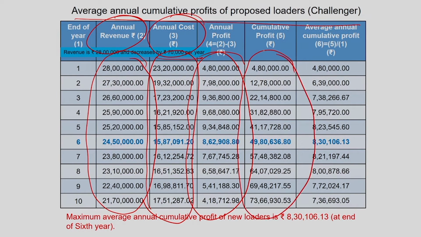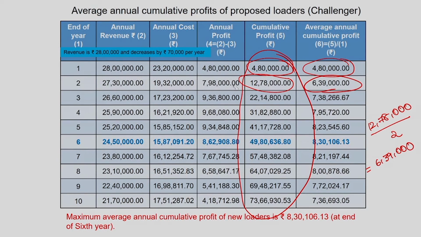Okay. So, find the cumulative profit. Now, you are going to find the average annual cumulative profit, which is nothing but the cumulative profit divided by the usage. For the first year, it is 4,80,000 divided by 1, that gives you 4,80,000. For the second year, it is 12,78,000 cumulative profit, divided by the usage, which is 2 years. Divide by 2, you will get 6,39,000 as the average annual profit for the second year.